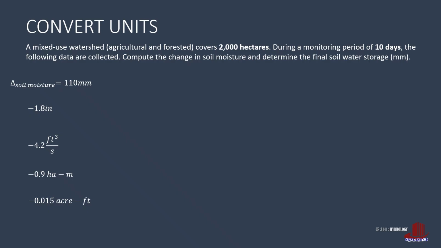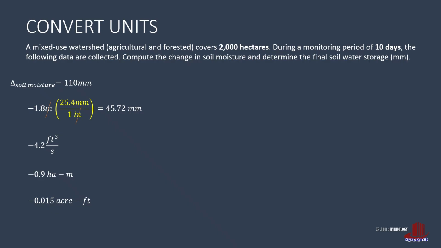The first term of 110 millimeters will be maintained as answers are to be in mm. The second term of 1.8 inches is multiplied by the conversion factor of 25.4 millimeters in an inch, and this gives 45.72 mm. The third term is 4.2 cubic feet per second.